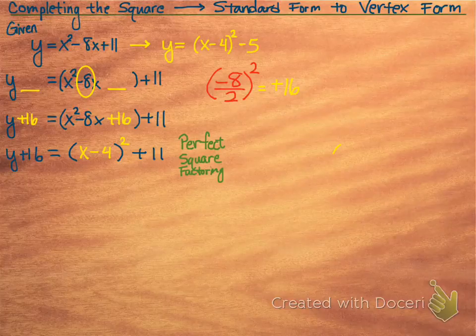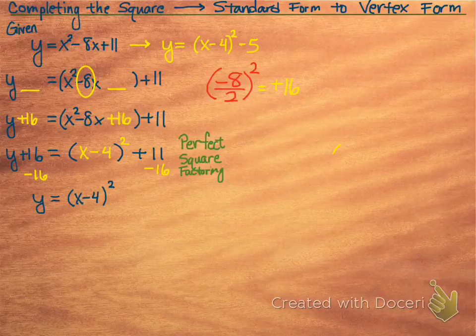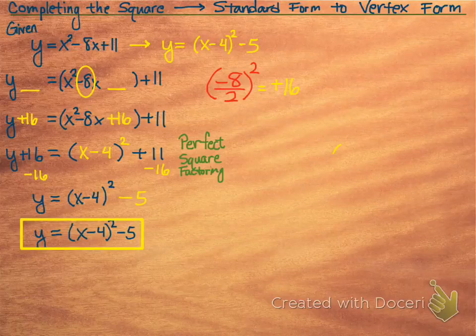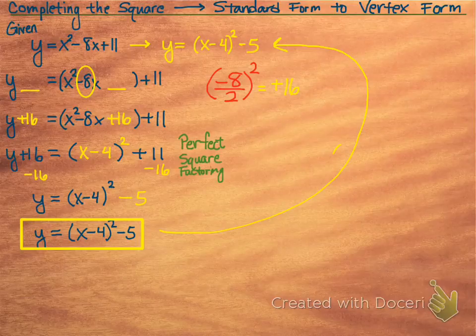So hopefully you're starting to see how this is all coming together. Now, on this next line, we take that positive 16 on the left and subtract it to the other side, and what we get is the left side is just back to y, and the right side, we now have in vertex form. And boom. We now have y equals x minus 4 squared minus 5, which is the form that we wanted in the first place.